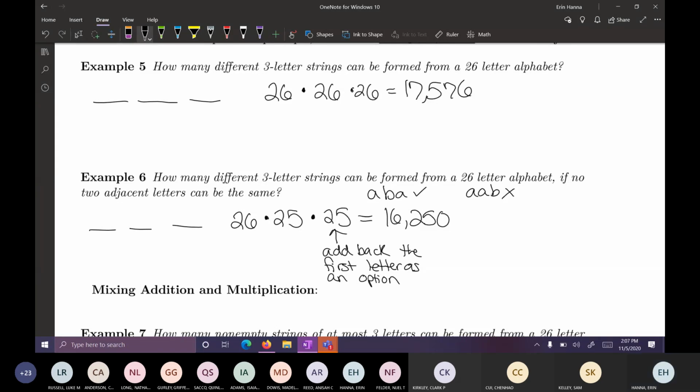Savvy? That's how these go. Well, let's take our quiz.